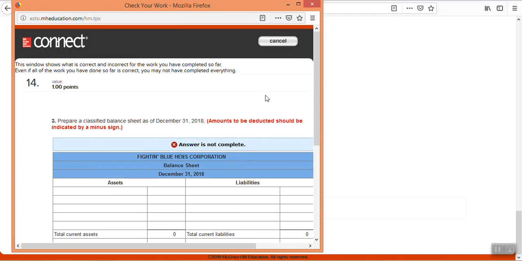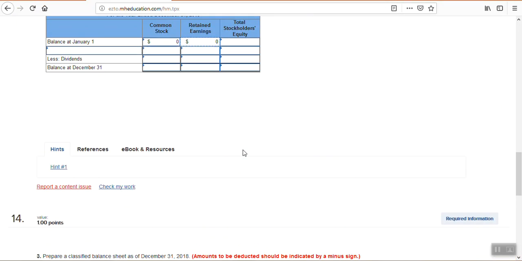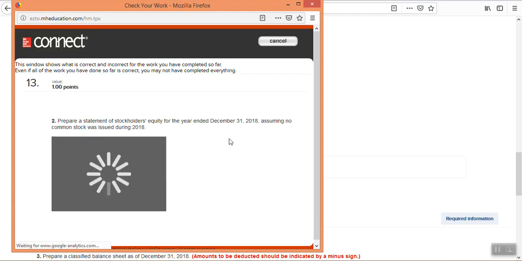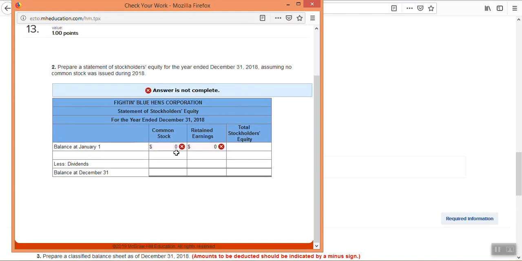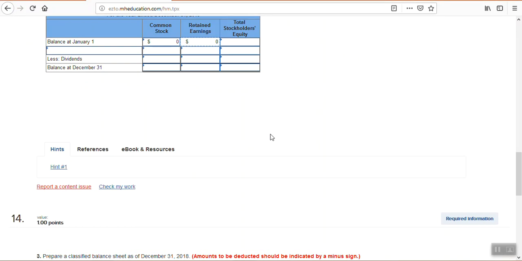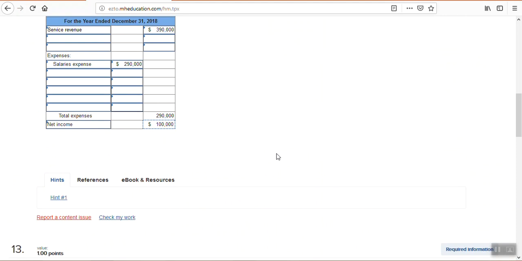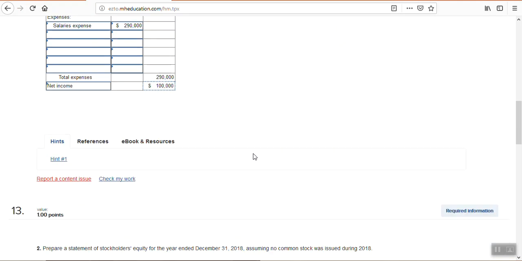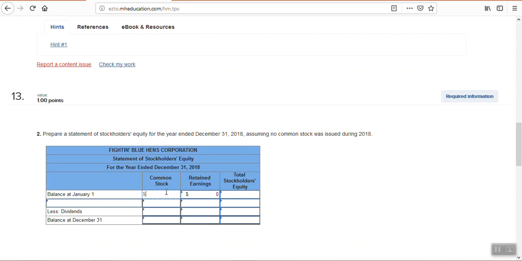Too far down. What did I do? Let's try this one. All right, it says that's wrong. So sometimes you have to take advantage of that check my work. It looks like these balances were the beginning of the year balances. So let's try that. Common stock is $190,000. Retained earnings is $49,000. And that does make more sense. Then our total stockholders' equity would be the total of those two. So let's add that together.